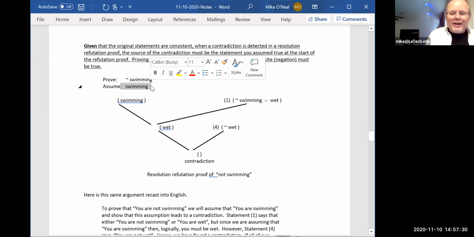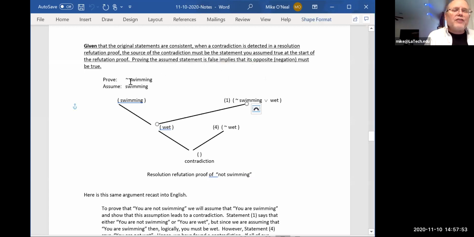Now, assuming all of the original statements were consistent and true, if I assume swimming, I have just introduced a contradiction into the system. The refutation proof will find that contradiction. Okay? So, how can we prove that swimming causes a contradiction? Well, you take swimming and you take not swimming or wet. You take the 2 clauses, you put them together. The swimming and the not swimming cancel, so that leaves us with wet.